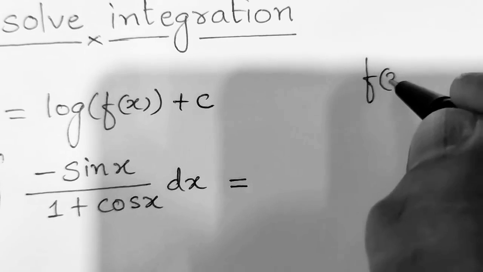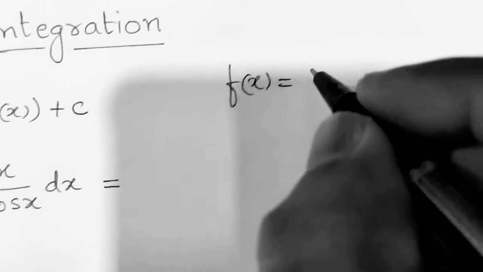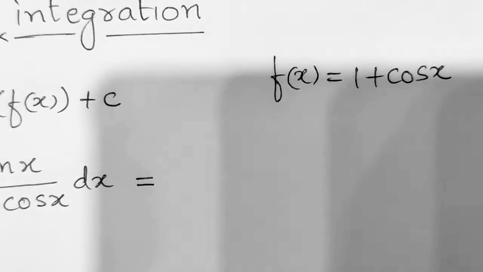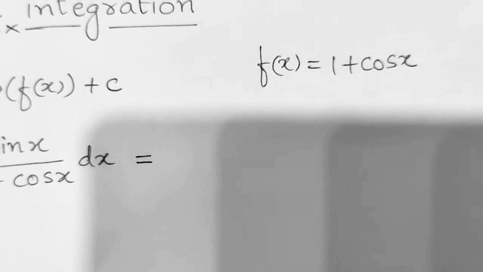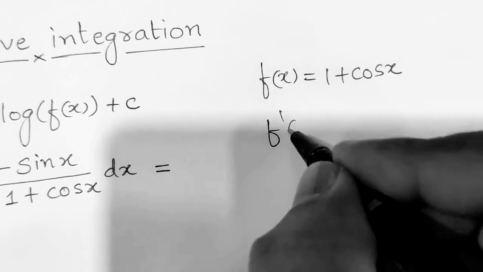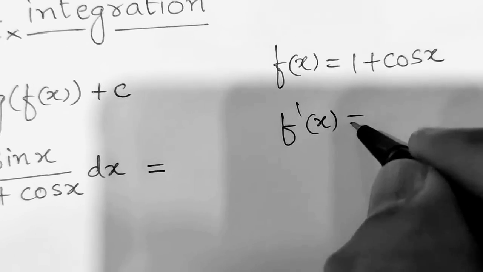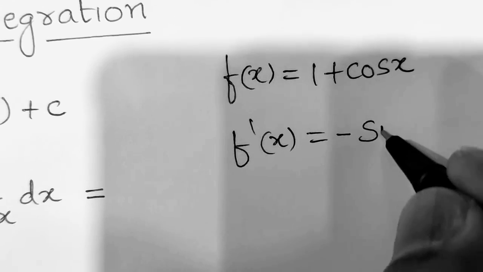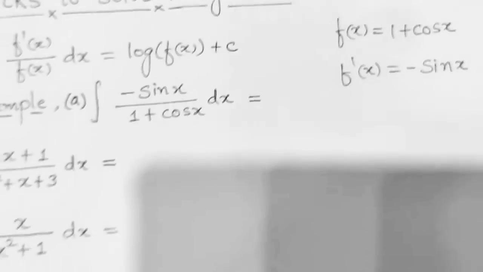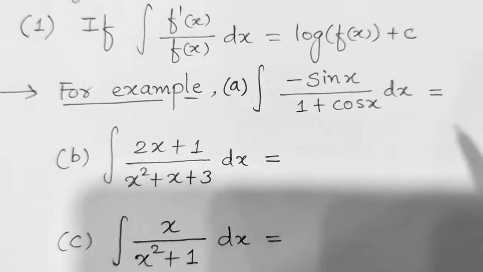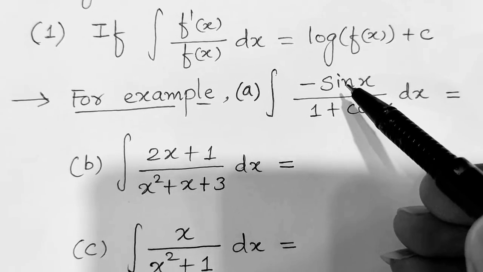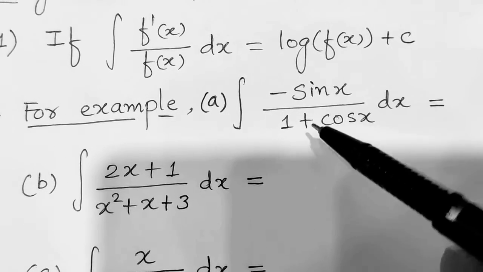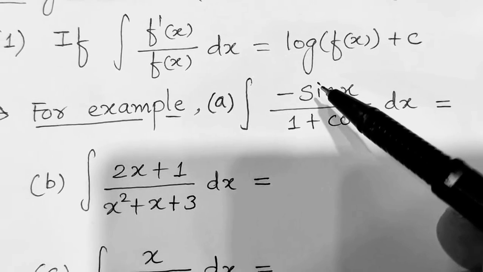f of x is equal to 1 plus cos x. Its derivative, f dash x: the derivative of 1 is 0, the derivative of cos x is minus sin x. So you can see here minus sin x is in the numerator. So it is of the type f dash x upon f x, where f of x is 1 plus cos x, and its derivative minus sin x is in the numerator.